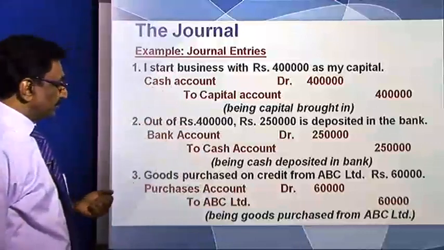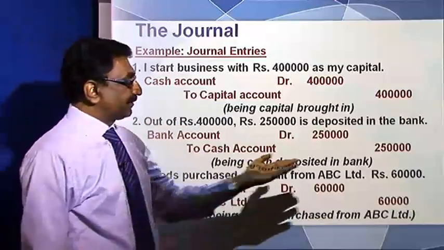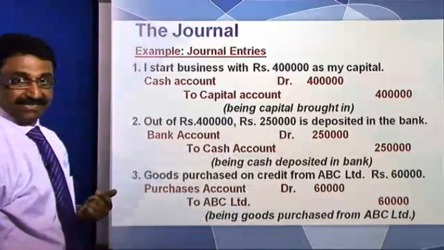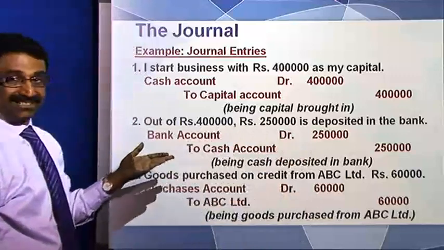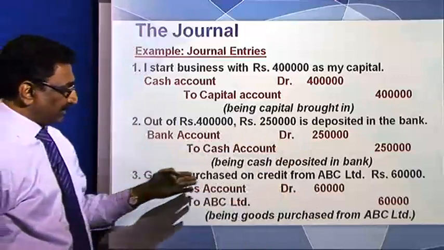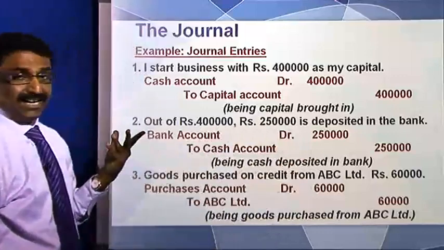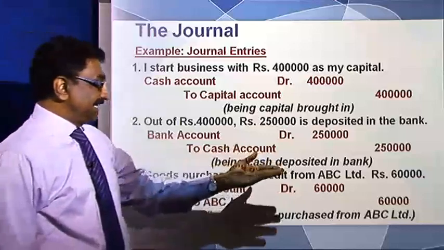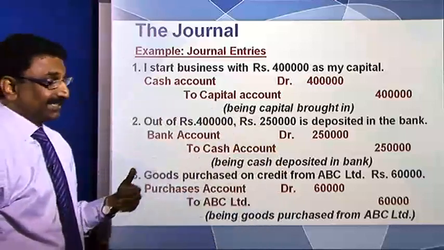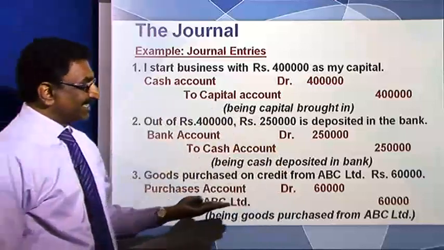So the third transaction here is goods purchased on credit from ABC Limited for 60,000 rupees. So what is a purchase account? It is an expense account. So the purchase account you debit, and you have to pay whom? ABC Limited. It becomes a liability. An increase in liability means credit.